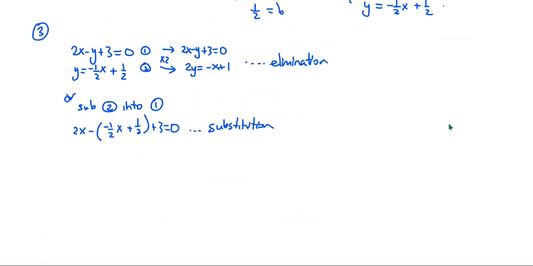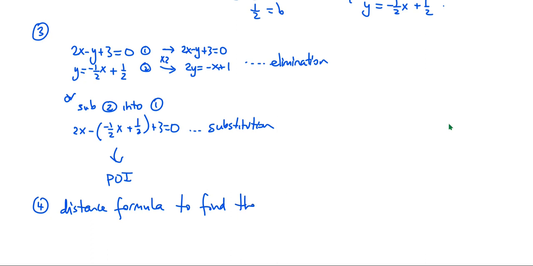And then we can use a distance formula on the point of intersection. So this is going to give us a POI, and then we're going to use distance formula to find the length of PQ, or distance from P to Q.